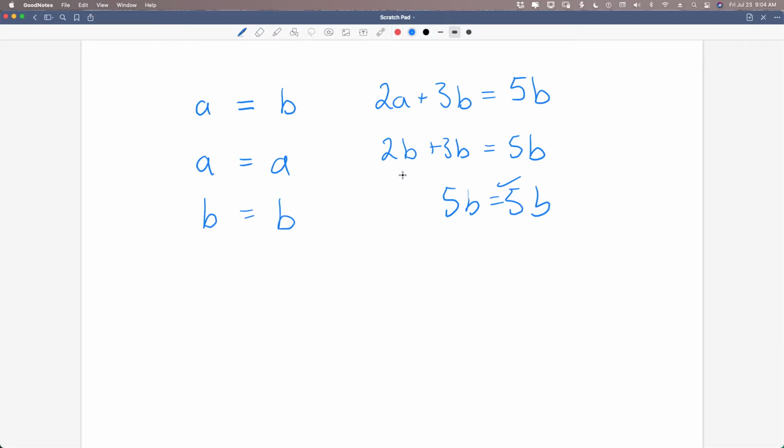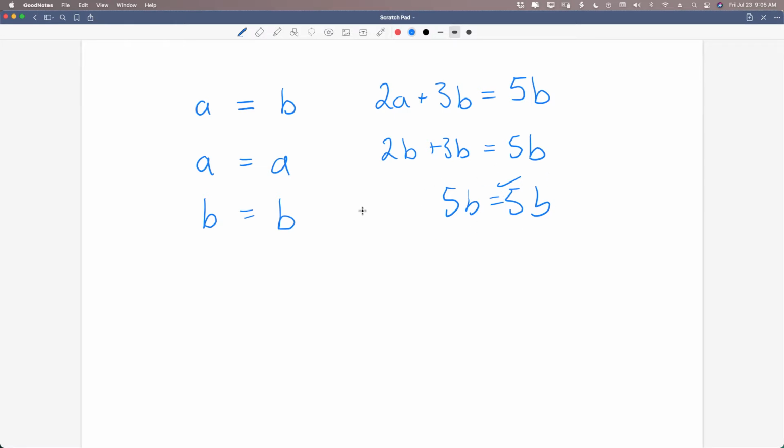This is called the substitution axiom. And it just means that when you have two terms that are equal to each other, you can swap them out for one another to make your equation solvable. Just like we did here.